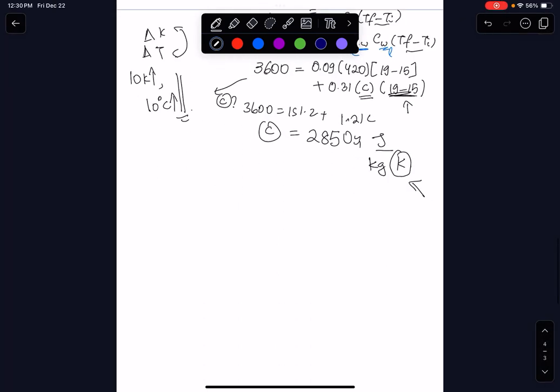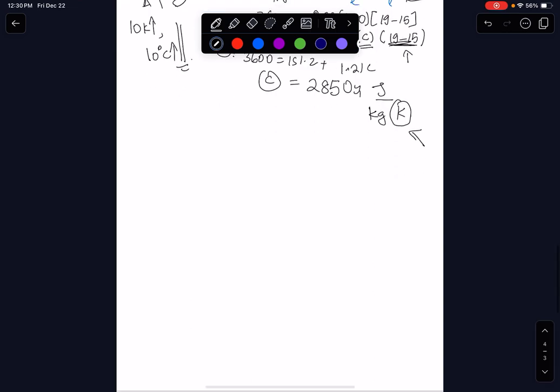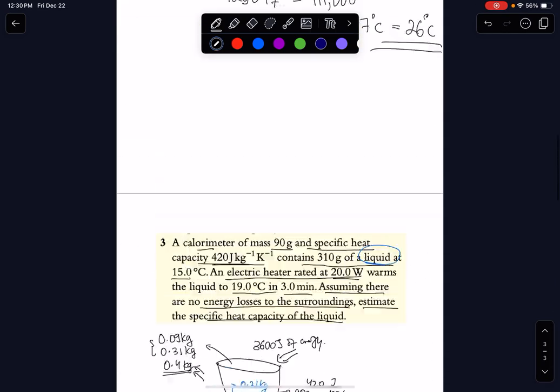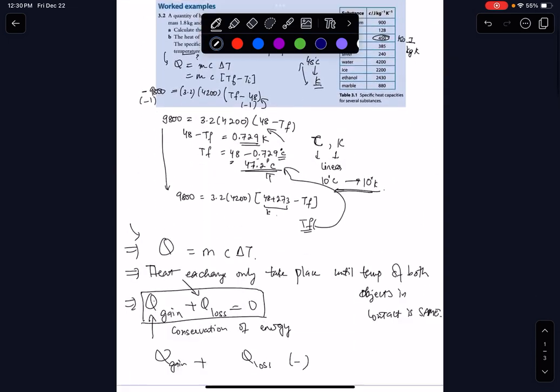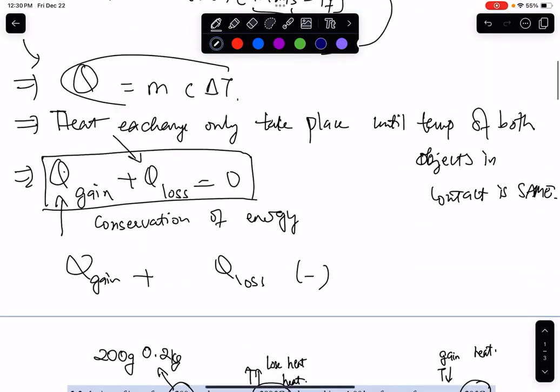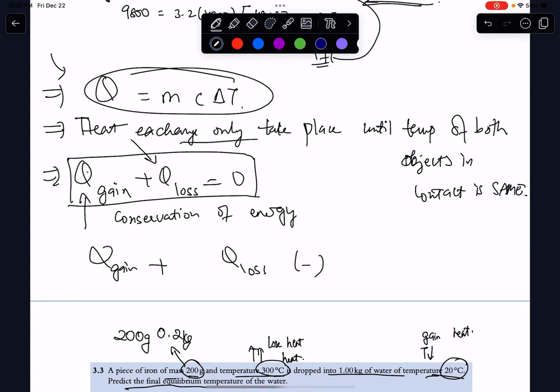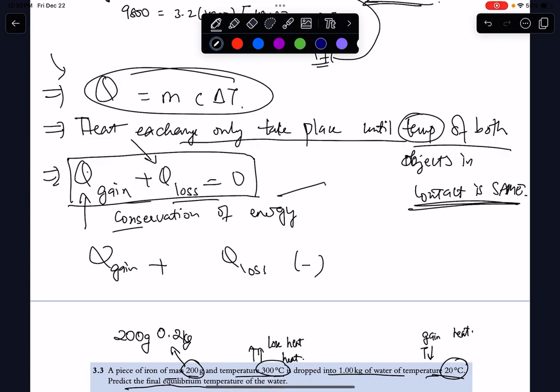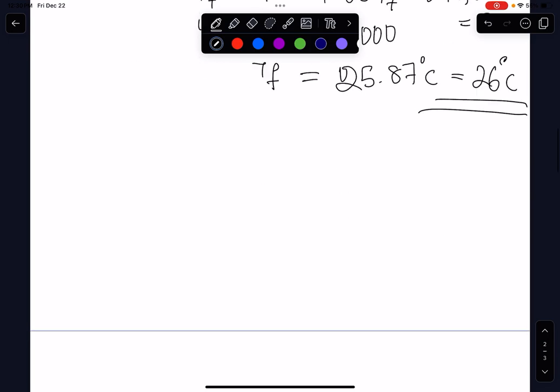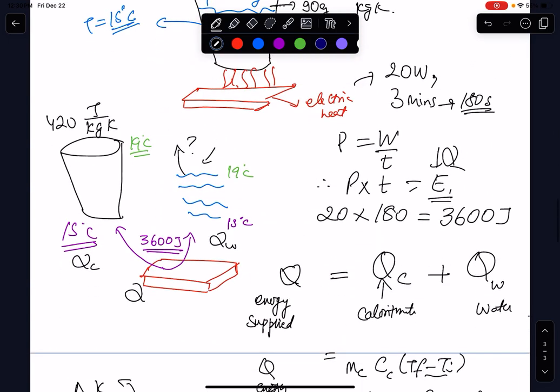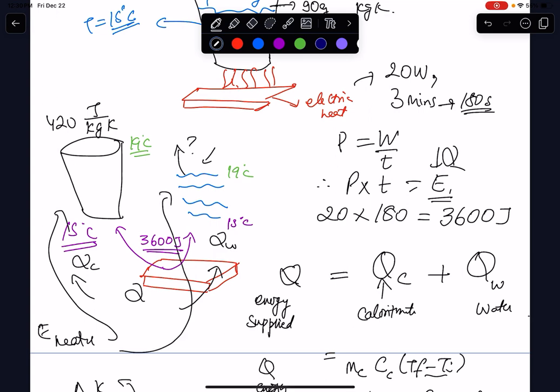Okay? All right, and before we go, I think that's the main thing. You just need to know these pointers, that Q is MC delta T. The energy exchange only takes place until temperature of both objects is the same, right? Q gain plus Q loss is 0, conservation of energy. And then in the last question, we saw how the applied energy can be distributed between two objects. So, the energy of the heater ended up getting distributed to the calorimeter and then to the unknown liquid.